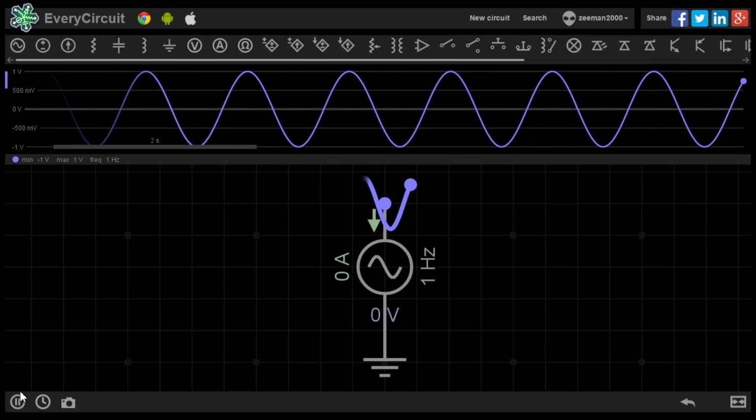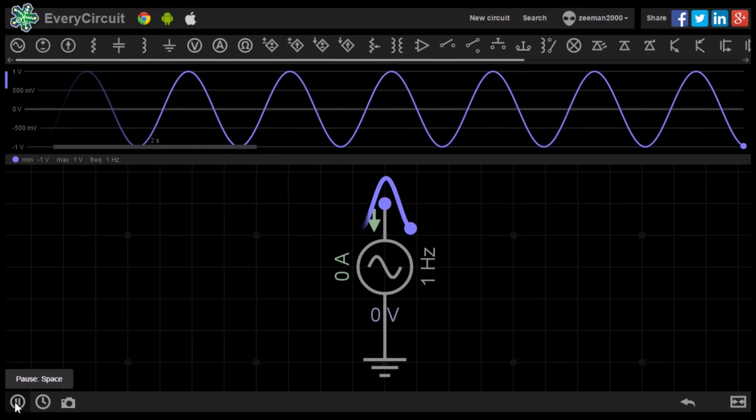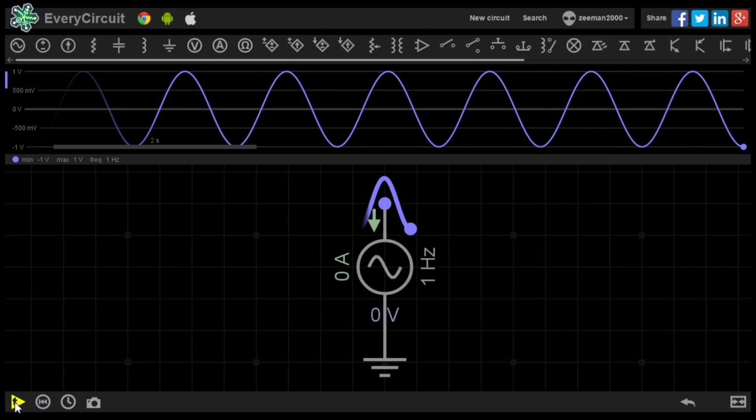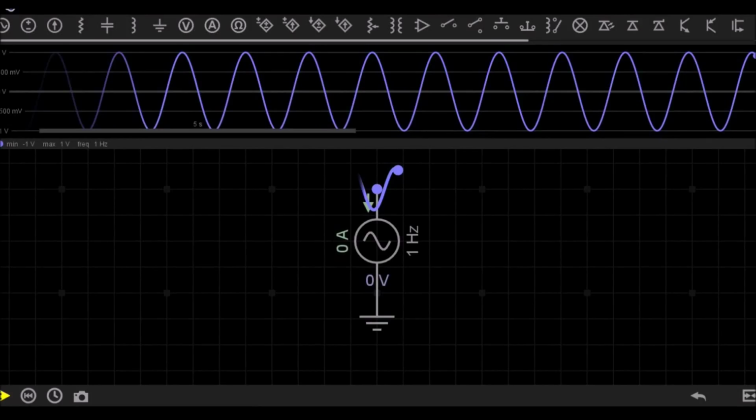Let's pause the simulator to examine the sine wave. The frequency of the AC signal is 1 Hz, meaning it will complete 1 full cycle every second. 1 cycle is when the signal goes from 0 volts to its peak positive voltage, then back down through 0 volts, then reaches its peak negative voltage, and then back to 0 volts.